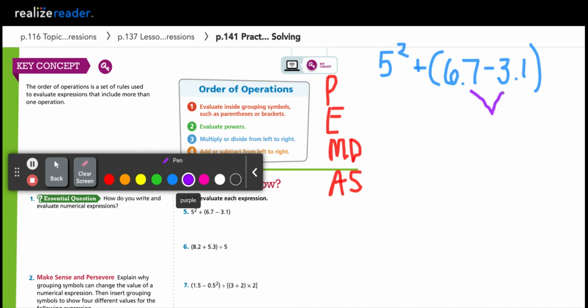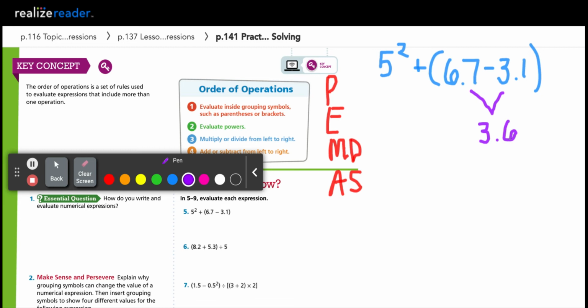6 7/10 minus 3 1/10. Well, everyone should have their calculators out. What is 6.7 minus 3.1? I got 3.6. So I'm going to rewrite that underneath. You should notice how we made a little caret there.